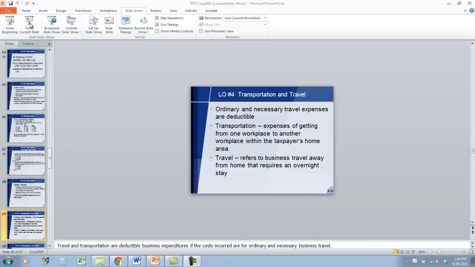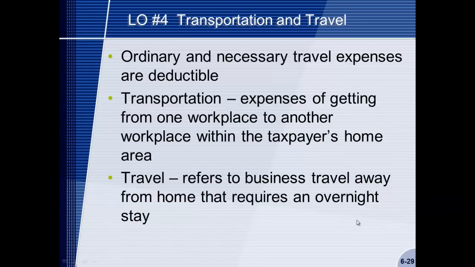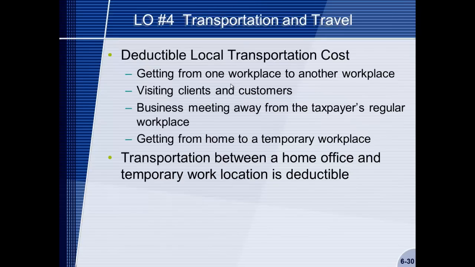This is the second half of Chapter 6, Self-Employment. We're going to talk about transportation and travel. Ordinary and necessary travel expenses are deductible. When they're referring to transportation, they are referring to expenses of getting from one workplace to another workplace within the taxpayer's home area. When they refer to travel, it means travel away from the home that requires an overnight stay. For transportation to be deductible, it must be getting from one workplace to another.